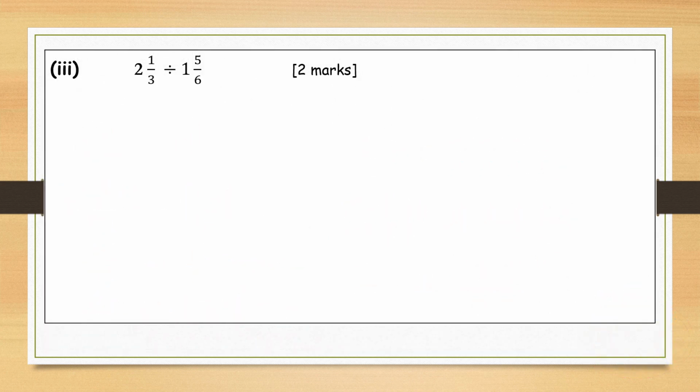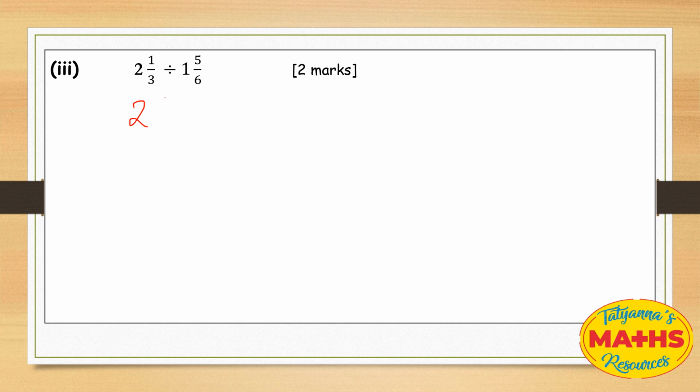Part 3, 2 1/3 divided by 1 and 5 over 6. So remember the rule, let's just write it over here: 2 1/3 divided by 1 and 5 over 6. So the whole number, fraction. Whole number, fraction. We multiply the whole number by the denominator plus the numerator. So that is 2 times 3 plus 1 over 3.